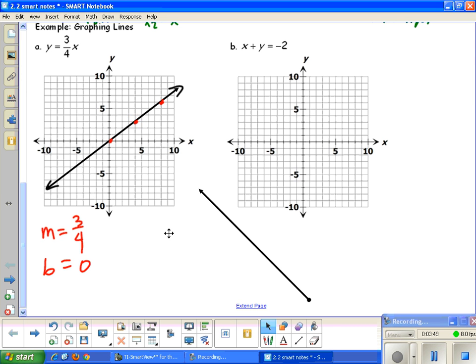Now for this one, notice it's not in slope-intercept form. If your line is not in slope-intercept form, you need to put it in slope-intercept form. So subtract x from both sides, and you get y is equal to negative x minus 2. So that means that my slope is negative 1, because that's what's in front of your x, and your y-intercept is negative 2. So in order to graph this, on my graph I start at my y-intercept, which is negative 2. And then I'm going down 1, because it's a slope of negative 1, right 1. Down 1, right 1, down 1, right 1.